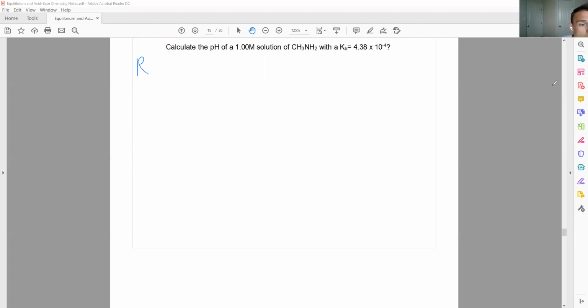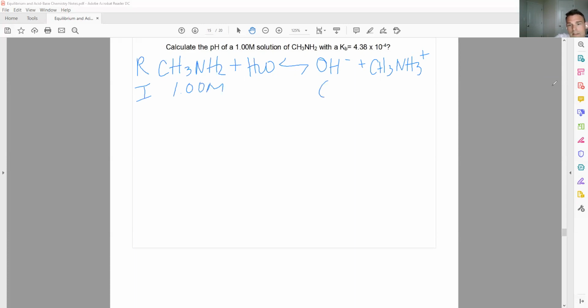Okay, not a problem. We just start with our R, methylamine. I have to include the water here because when I put this into equilibrium, the methylamine is the base, which means the water is the acid. The acid will give off an H and become OH minus, which I need because I'm talking about a base here. And my other product will be CH3NH3 plus, okay? So initially, I've got 1.00 molar. I've got 0 of this, 0 of this.